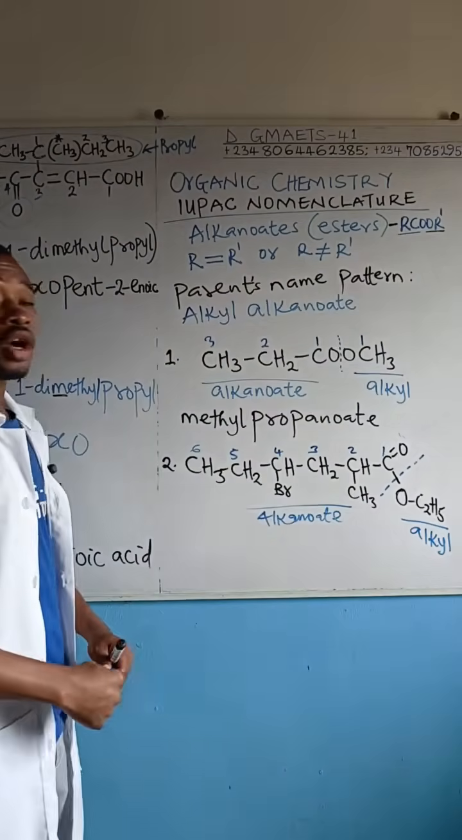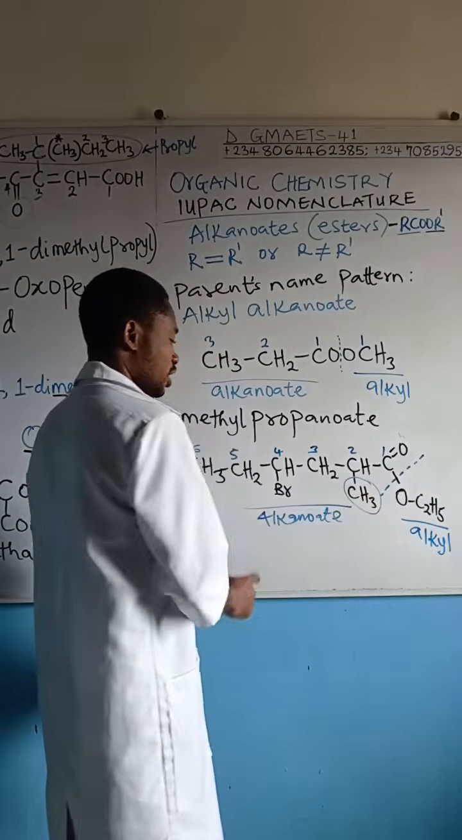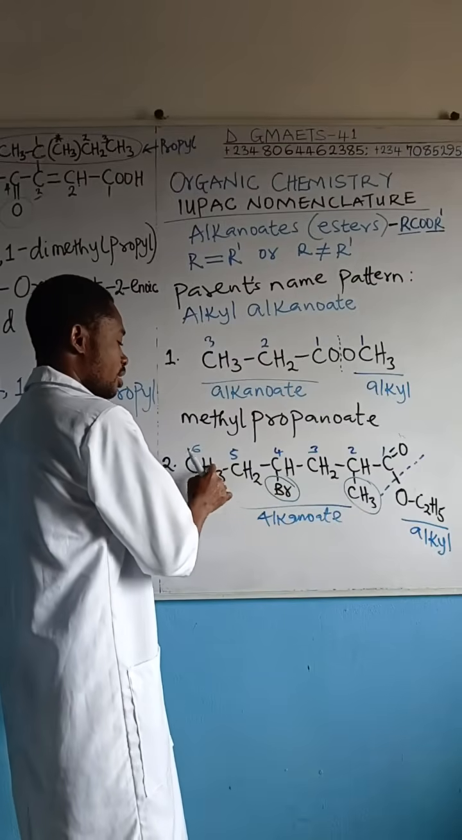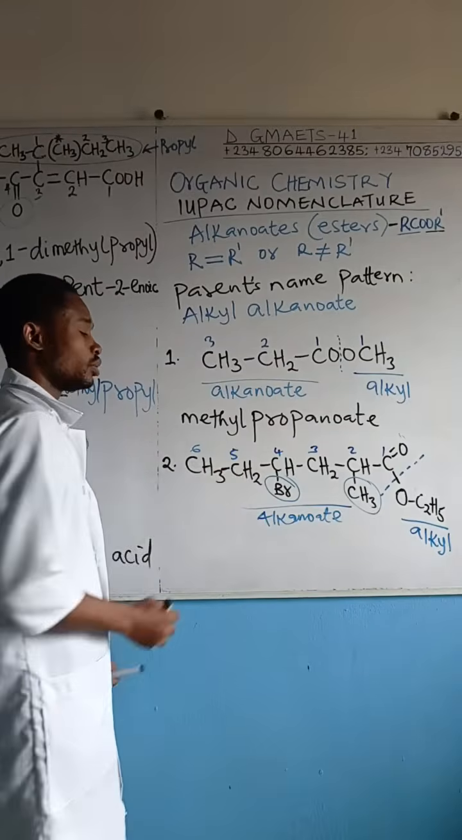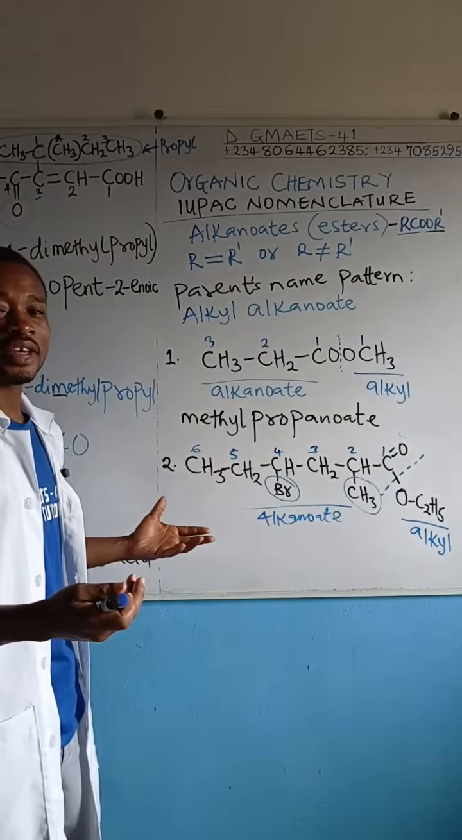Now notice that we've got attachments. And what are the attachments? This is an attachment, CH3, which is methyl. This is an attachment, Br, bromine, which of course as an attachment, you name it as bromo. And that is it. So how do we attack the IUPAC nomenclature here?